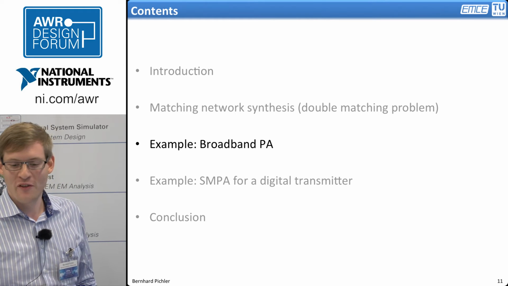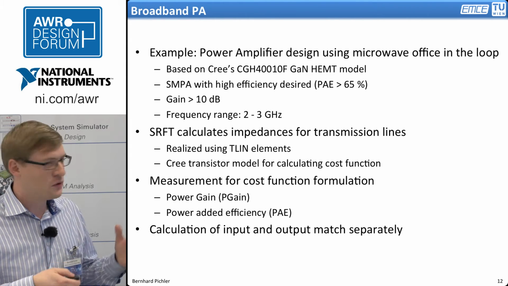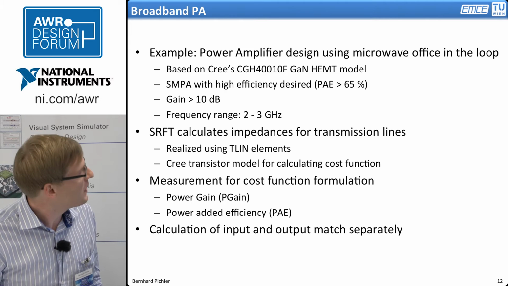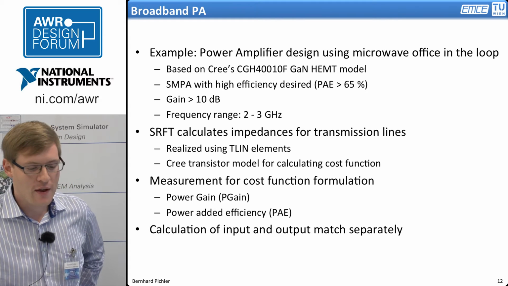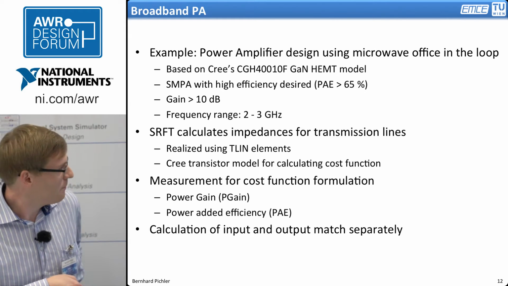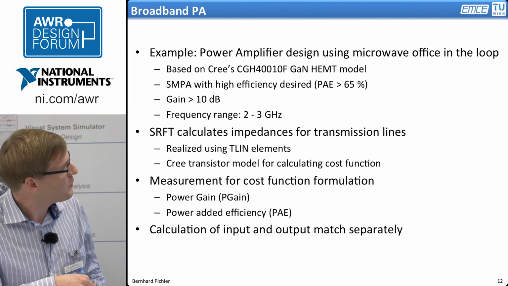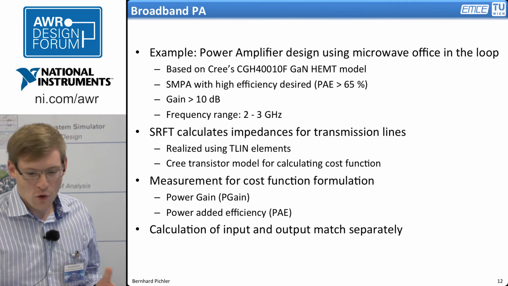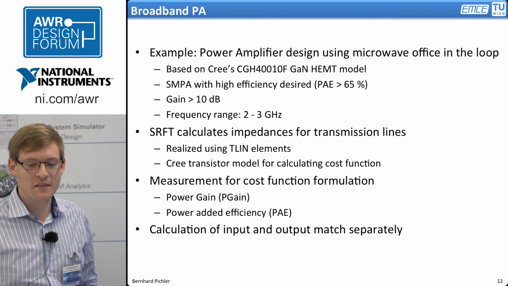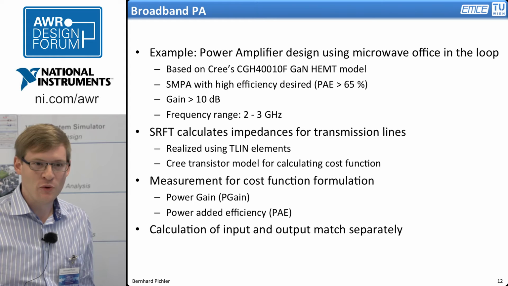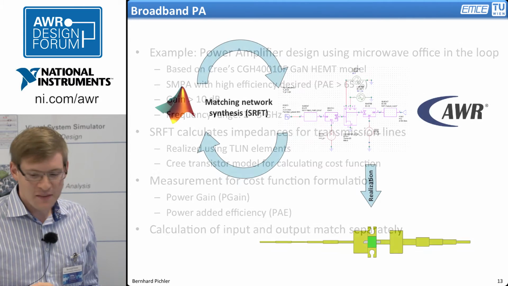Now that's enough for the theory. I will start with a first example. The goal is to design a broadband power amplifier based on a Cree Wolfspeed CG8410F. In this case, this is only a simulated design, and I will come to an actual built one in the next design. I used the model for this design. The goal is to design a power amplifier with at least 65% power added efficiency and at least 10 dB gain over a frequency range from 2 to 3 gigahertz. So quite high bandwidth.